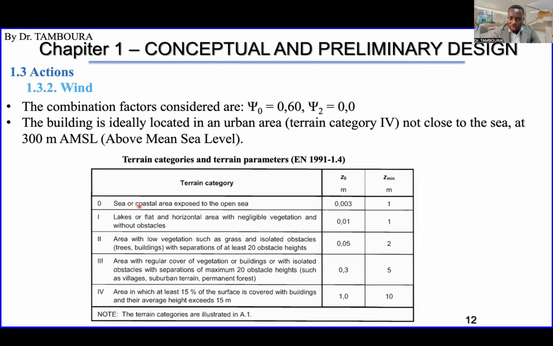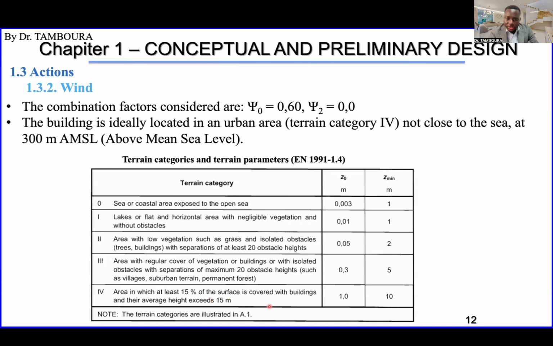Category 0 is sea or coastal area exposed to open sea. You can read it by yourself, I think, but we will go to terrain category number 4, which is our case here. This is an area in which at least 15% of the surface is covered with buildings, and the average height exceeds 15 meters. This is what we have for this category.